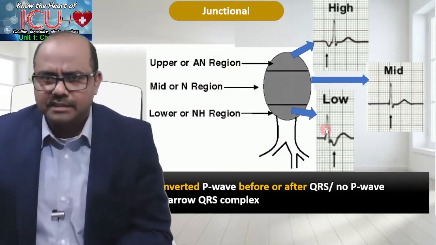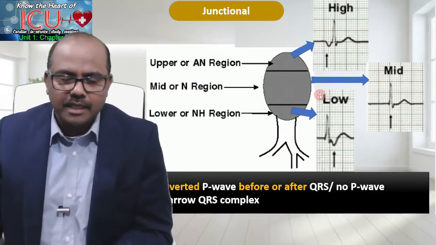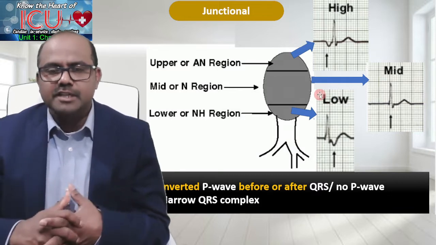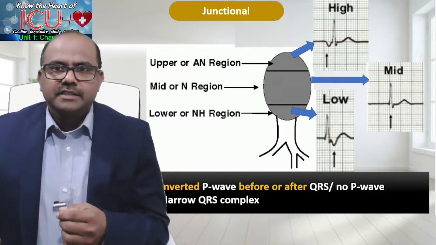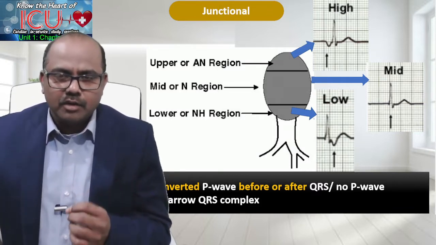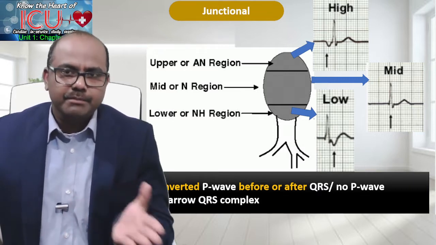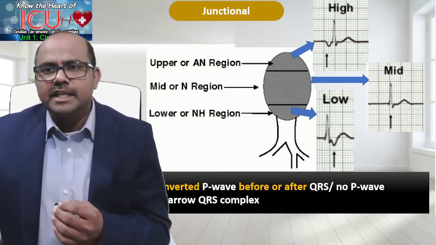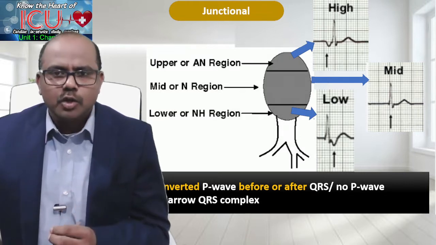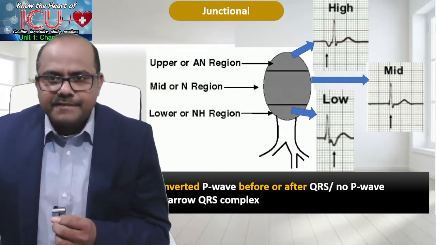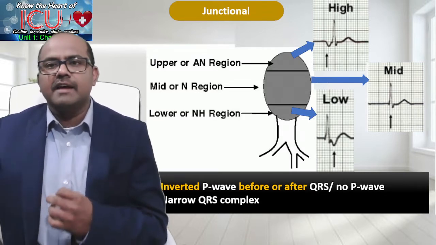Here is a comparison of three kinds of junctional ectopics, or three kinds of junctional waves. See the P wave: if it's from the high nodal area, the P wave will be inverted and before QRS. If it's a mid nodal area, there won't be any P wave. If it's a low nodal area, an inverted P wave will be after the QRS complex.